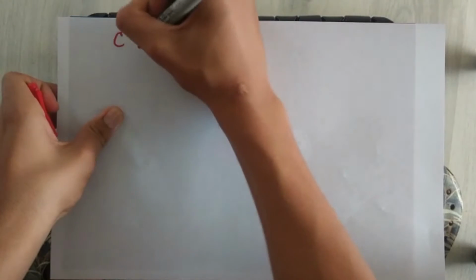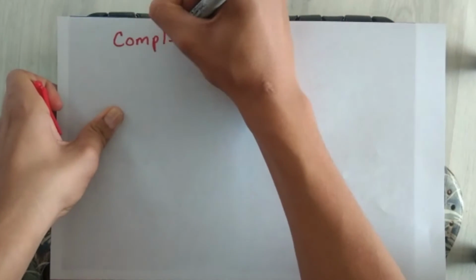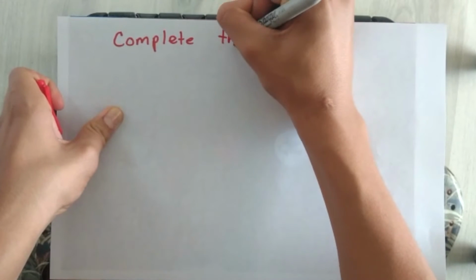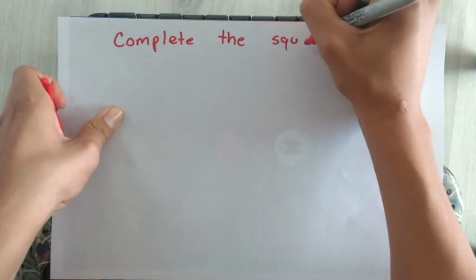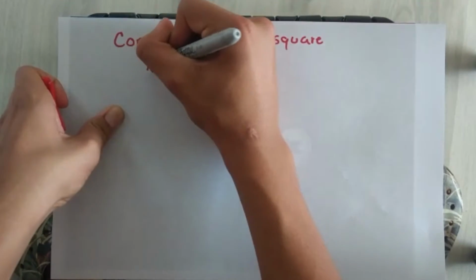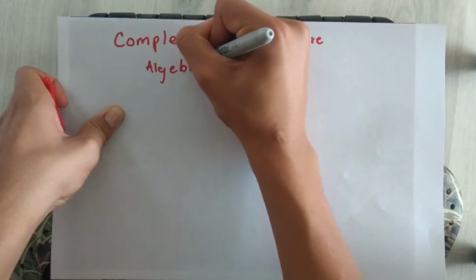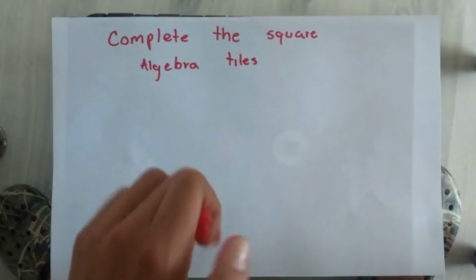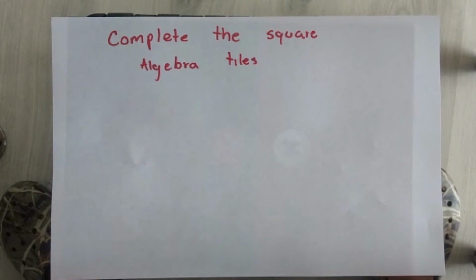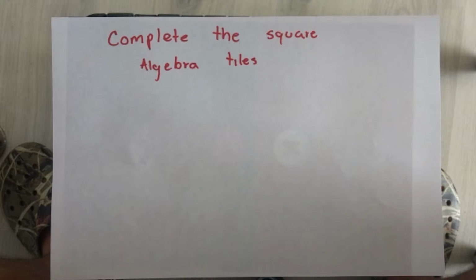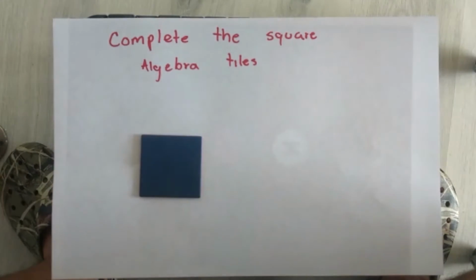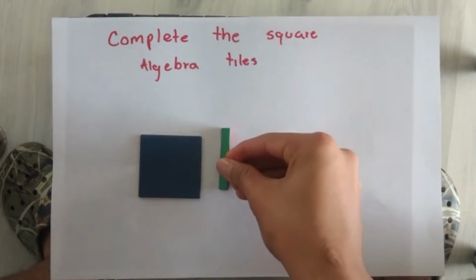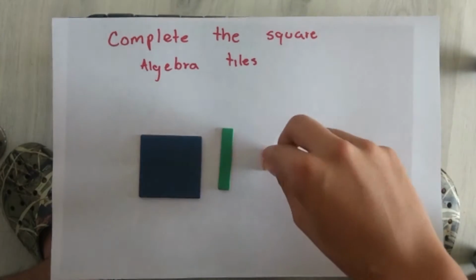Okay, hello everybody. Today we're going to learn how to complete the square by using algebra tiles. So you'll be asking, what are algebra tiles? Well, algebra tiles we can call a math game, which are these little pieces: one big square, one rectangle, and one little square.